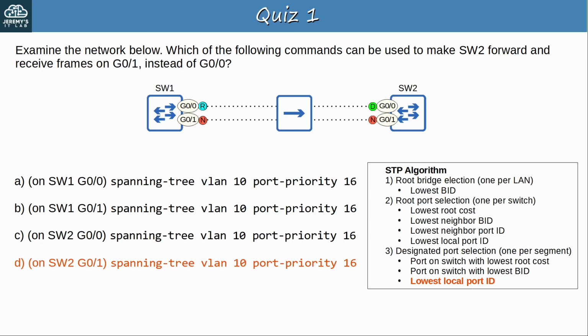Before issuing the command, G00 is selected as the designated port, because it has a lower port ID than G01. After making G01's port priority 16, G01 has the lower port ID, so it becomes designated. So switch 2 would forward and receive frames on G01 instead of G00, as stated in the question. Okay, let's go to question 2.